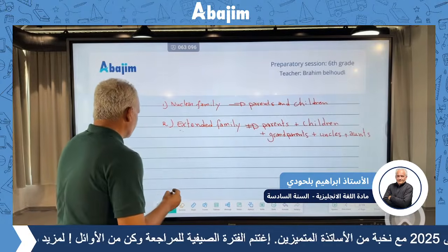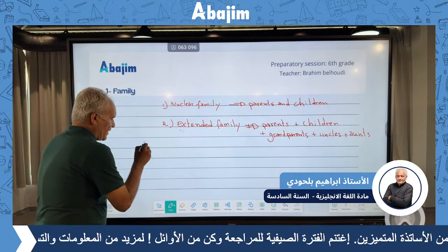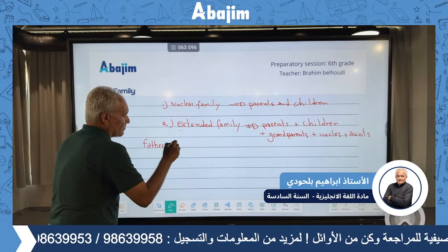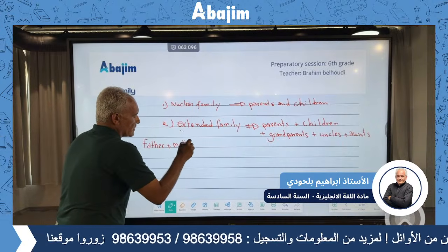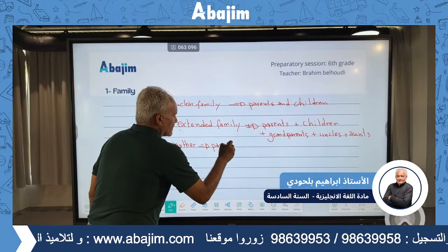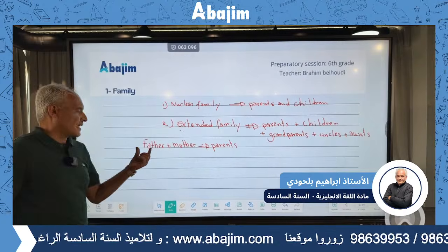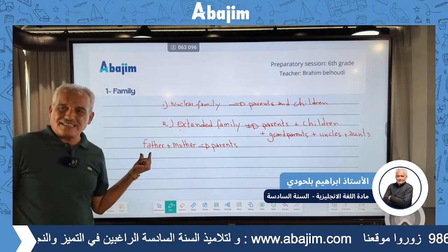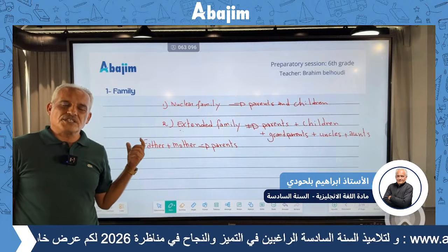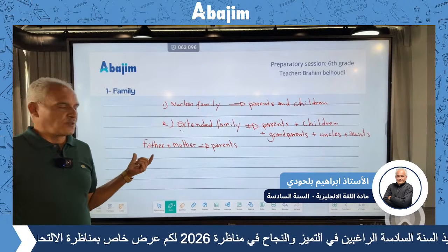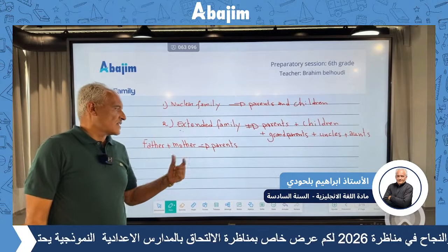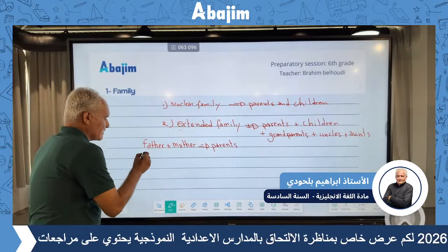So we have here father and mother. Father plus mother equals parents. Okay, and I can say father or dad or daddy. They are a bit informal, but they are usable. Father or dad or daddy, mother, mom or mommy. So they are parents.